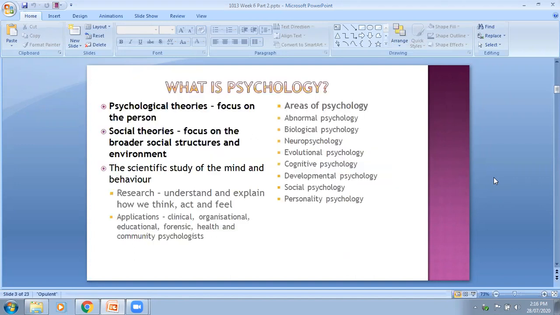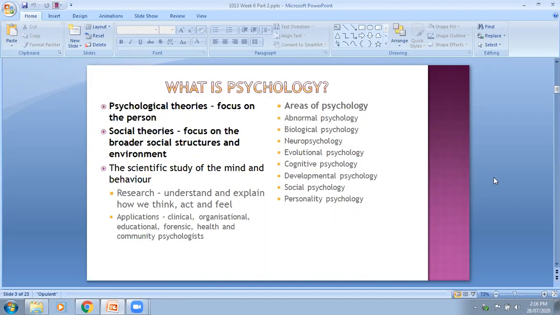Well, it is about the individual. So what is psychology? It focuses on the person. Social theories focus on broader social structures and the environment and community and everything like that. The scientific study of the mind and behaviour is what is used to describe psychology. So the research is trying to understand and explain how we think, act and feel, what's going on in those little heads.